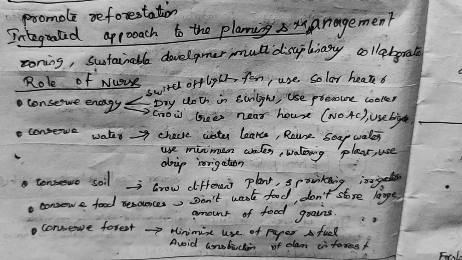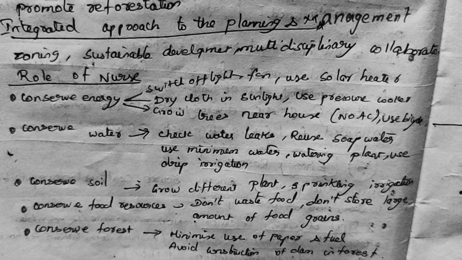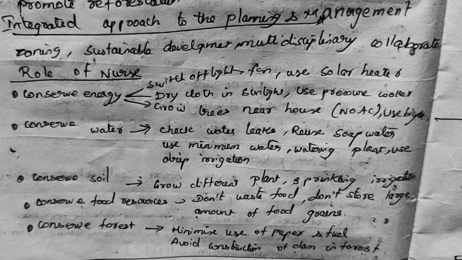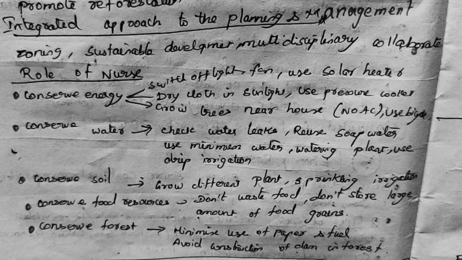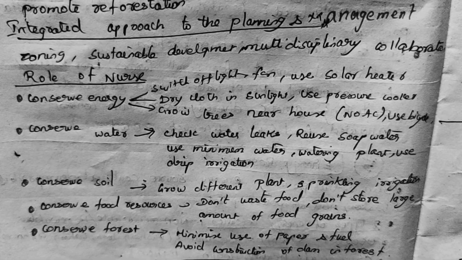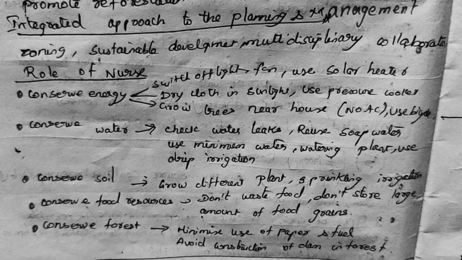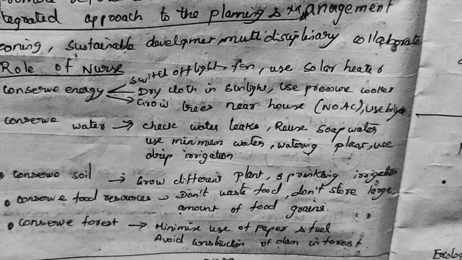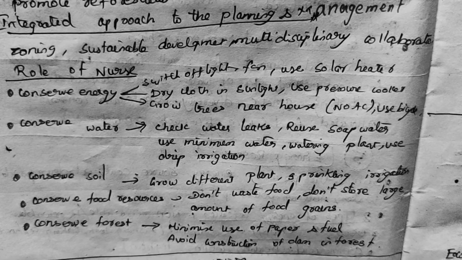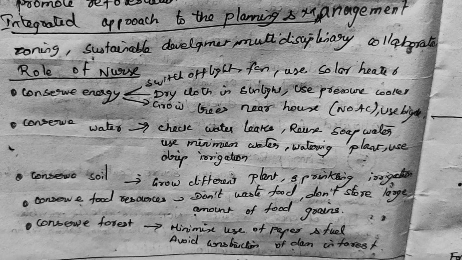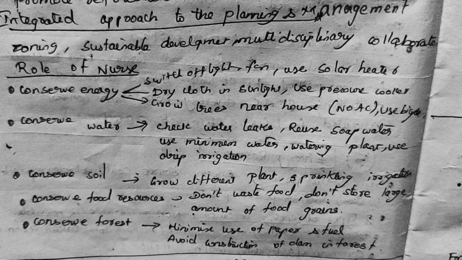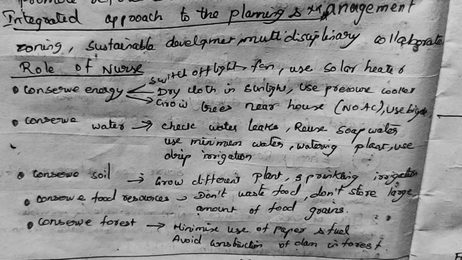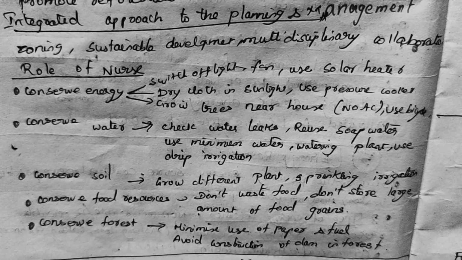Okay, next move on to the role of the nurse. So this is very important. First, you have to conserve energy. How will you conserve the energy? Switch off the light and fan, use a solar heater, dry clothes in sunlight, use a pressure cooker for cooking, and grow trees near the house, so there is no need of AC, and use bicycles instead of scooters. And then conserve water. In conserving water, check for water leaks, reuse the soap water, use minimum water, and when watering the plants, use drip irrigation.